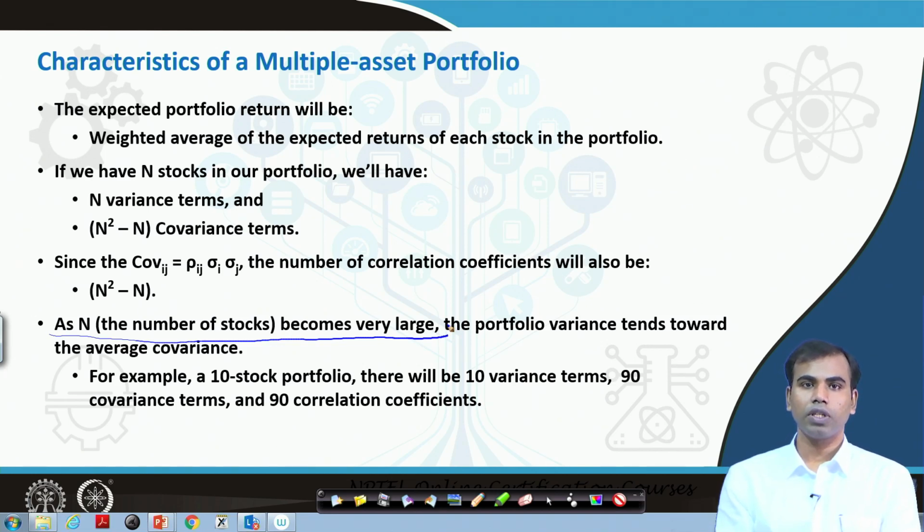For example, if there is a 10 stock portfolio, there will be 10 variance terms, 90 covariance terms and 90 correlation coefficients, which means you will have a very complicated computation that cannot possibly be done by individuals. So, when you have a portfolio of multiple assets or assets in huge numbers, the calculation of these variance and covariance terms is very complicated, and the ultimate effect on your decision making might be very significant.